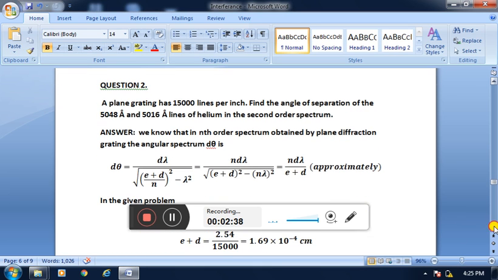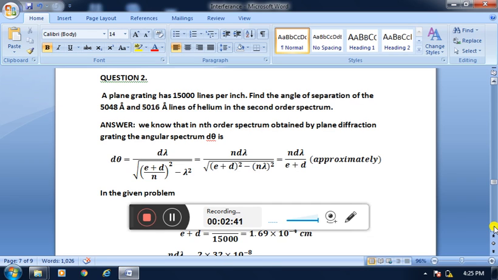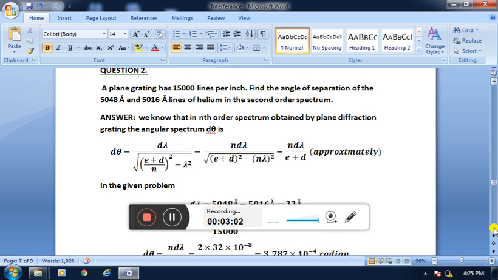Dear student, now we are going to discuss the next numerical problem. In the second problem, a plane grating has 15,000 lines per inch. Find the angle of separation of the wavelengths 5048 Armstrong and 5016 Armstrong lines of helium in the second order spectra.